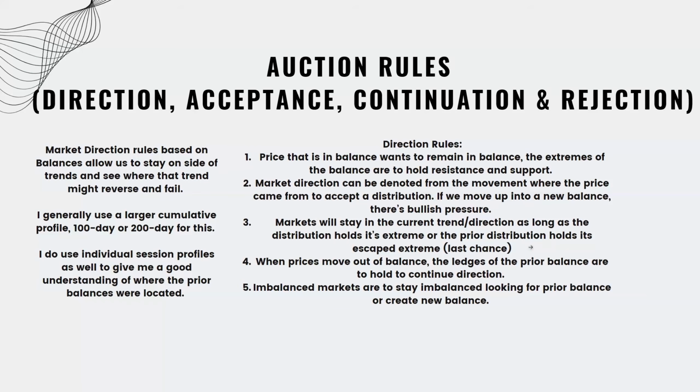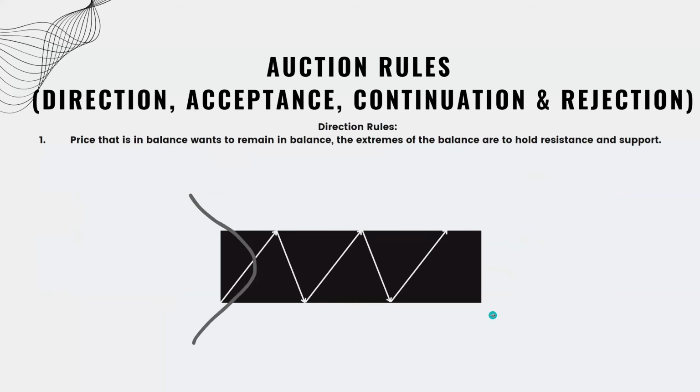What that means, imagine this. We've run up into a new distribution that is higher than current price, and now we're in that higher distribution. We want to hold the bottom band of that distribution extreme for the buy side, or we can hold the top of the prior band of the distribution to continue that momentum to the upside. Number four, when prices move outside of balance, the ledges of that prior balance are to hold to continue that direction. And number five, imbalanced markets are to stay imbalanced, looking for prior balances or to create a new balance. So let's look at this a little more intimately with some imagery here.